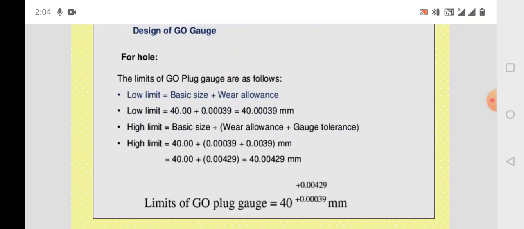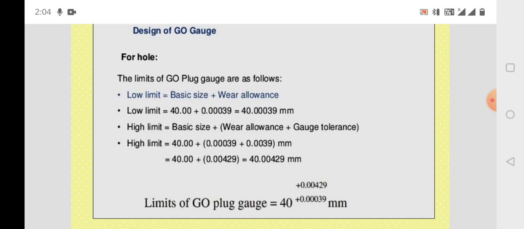Then we will design the go gauge for hole. आता होलसाठी गो गेज आपण डिझाईन करतो आहे. The limits of go plug gauge are as follows. Low limit is basic size plus wear allowance, कारण गो गेज आहे, गो गेजवर आपण विअर अलाउन्स देतो. So basic size plus wear allowance. So low limit is 40, that is basic size. Wear allowance is 10% of gauge tolerance. Gauge tolerance is 10% of work tolerance, आणि त्याच्यामुळं जो विअर अलाउन्स आहे तो 0.00039.